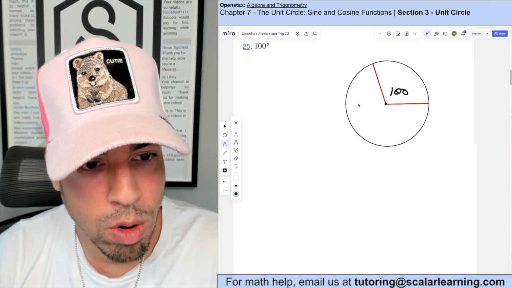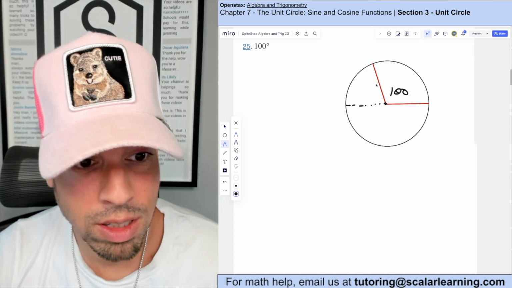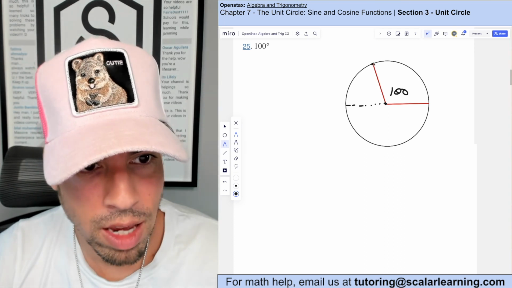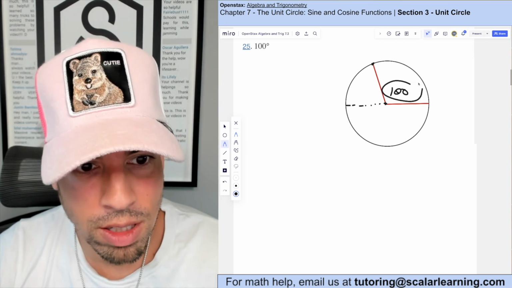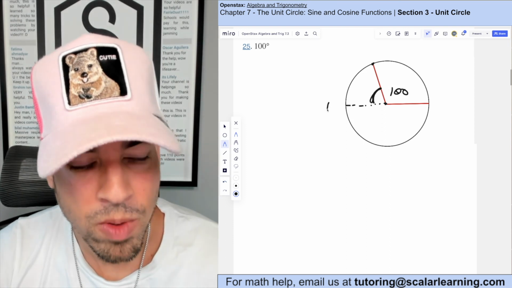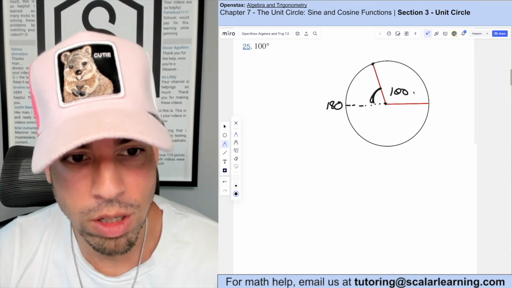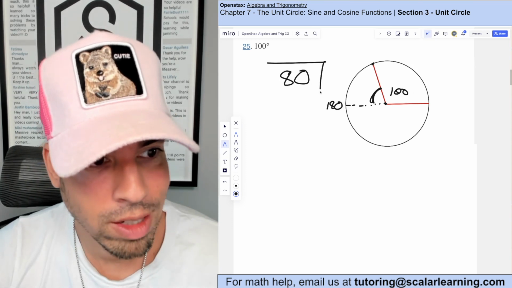And then really what we're looking at for the reference angle is the distance, the shortest distance, the acute angle between this endpoint and the x-axis. So obviously this is not acute, so that can't be the reference angle. But what's this remaining piece here? When we know that coming back down is 180, it's 180 minus 100, which is 80 degrees. So that's the reference angle.